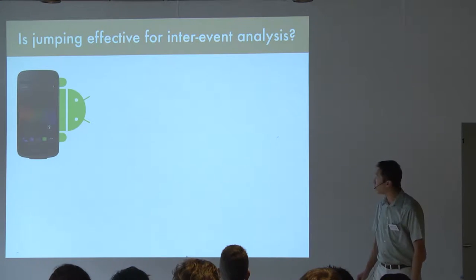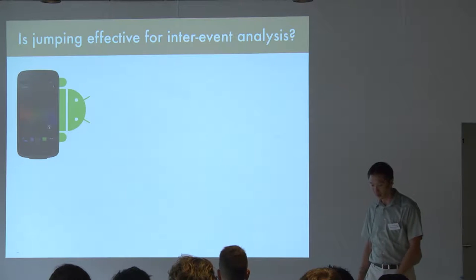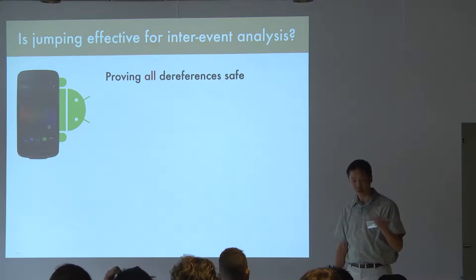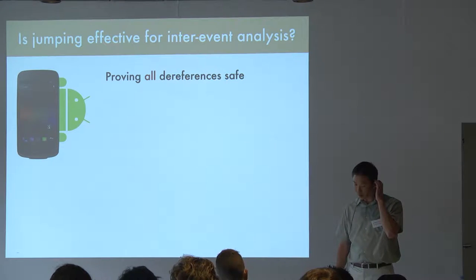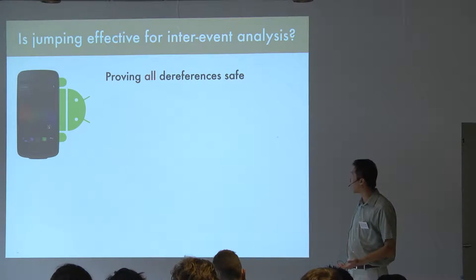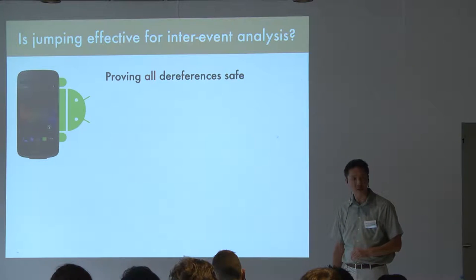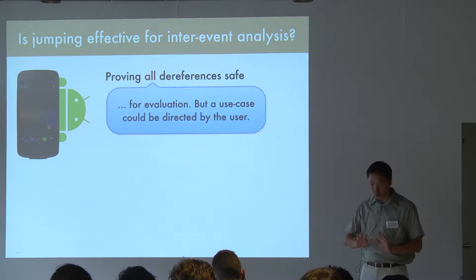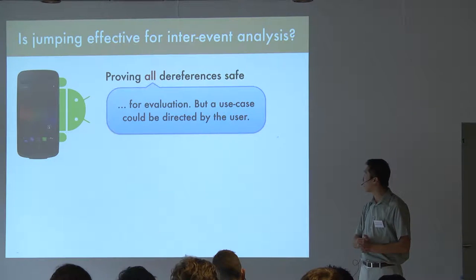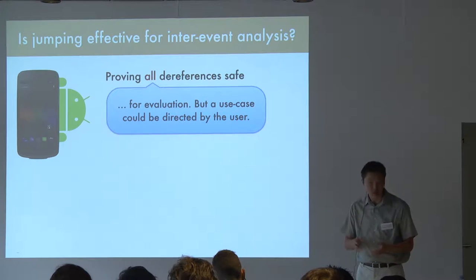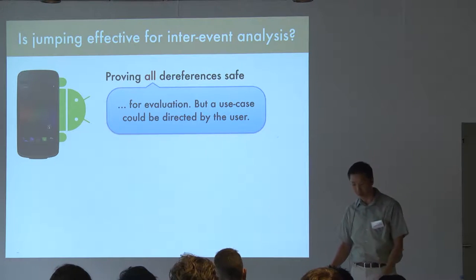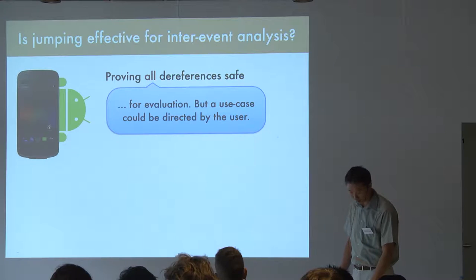Okay, so is jumping effective for inter-event analysis? The experiment that we run is actually this dereference client. The experiment is to prove all dereferences safe in a particular Android app. Of course, doing all of them is just for the purposes of evaluation, but a use case could be that the user says, this dereference, I'm not sure why it's crashing. I just want to know about this one.